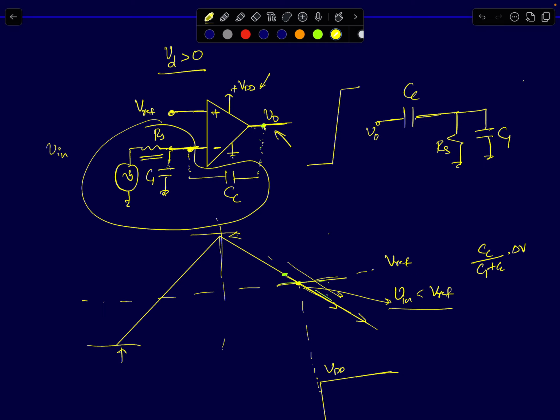Now this node voltage V0 is seeing a sudden excursion. Remember, input is changing very slowly.